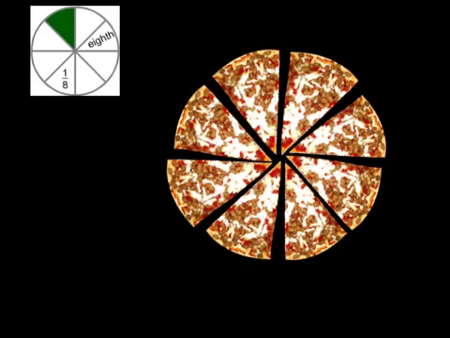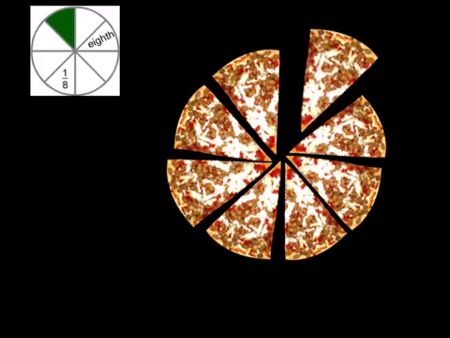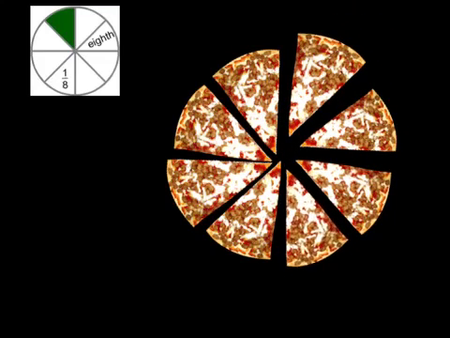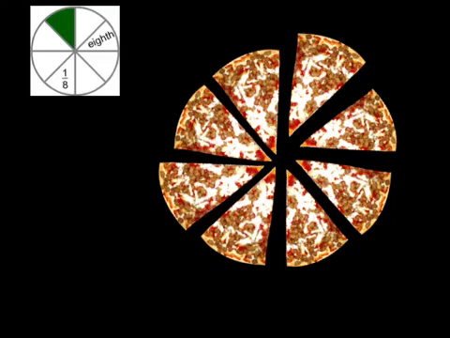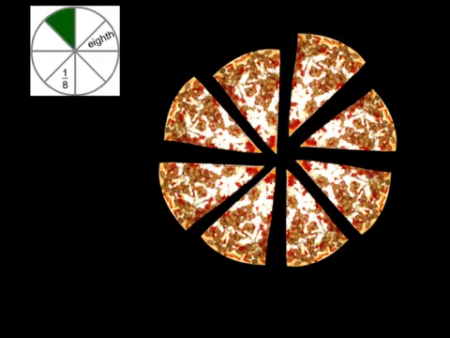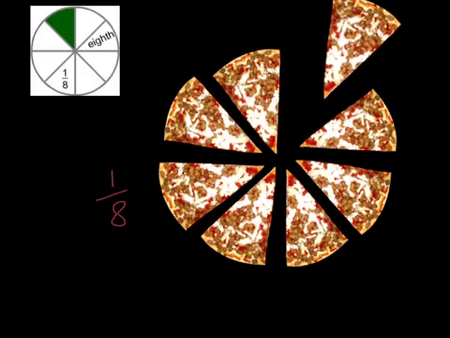Now let's talk about eighths. Again, food is something that we might use the word eighths in. We cut pizzas into 8 pieces. 1, 2, 3, 4, 5, 6, 7, 8 pieces. Each one of those pieces of pizza is 1/8. It's 1 out of the 8 pieces.